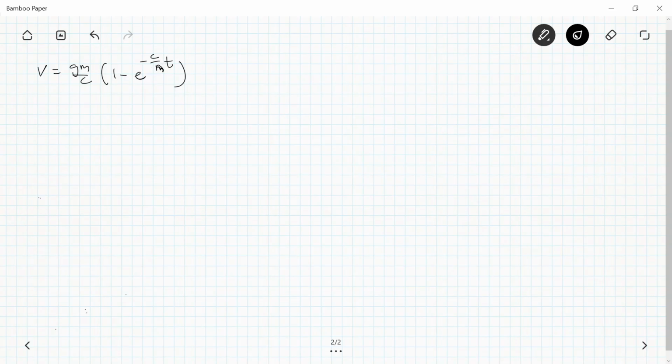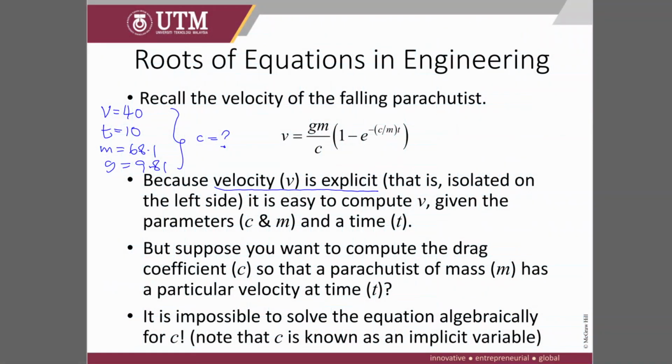Let's look at the slide. It says here that it is impossible to solve the equation algebraically for C. Why? Remember, V can be isolated on the left-hand side, but we are trying to do the same thing. We are trying to isolate C, which is here and here, on the left-hand side, but we couldn't do it.